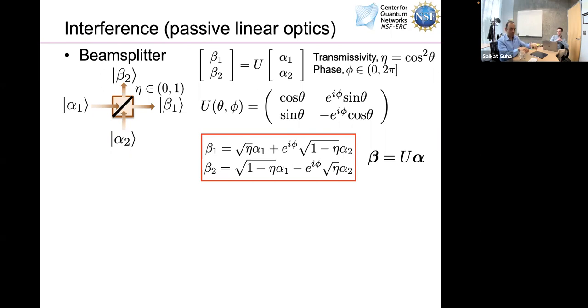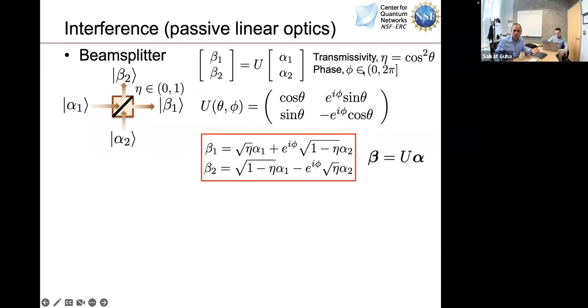You can write it as a tensor product. And not only that, both of those are also coherent states. And the amplitudes of those two coherent states, beta 1 and beta 2, can be written like this column vector, which is a complex valued 2 by 2 unitary matrix multiplying this column vector alpha 1, alpha 2. So there are only two parameters that I need to specify a beam splitter. This theta and phi, where theta is related to the transmissivity of the beam splitter.